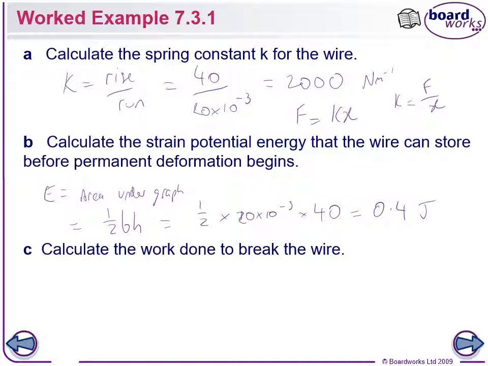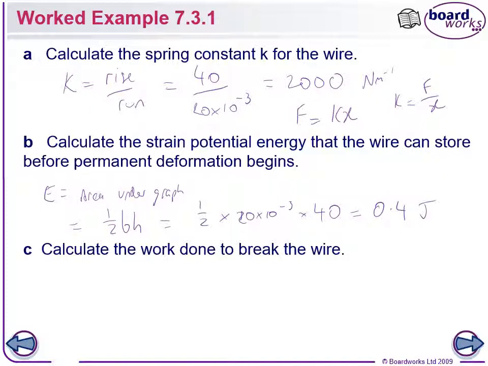Calculate the work done to break the wire. Okay, so for this, we need the energy under the graph up to our breaking point. So in this case, we're going to have some squiggly lines. It's going to be really difficult to work out the exact area under that graph. So we're going to be counting squares. We don't need to count the triangle. We know there's 0.4 joules to this point.